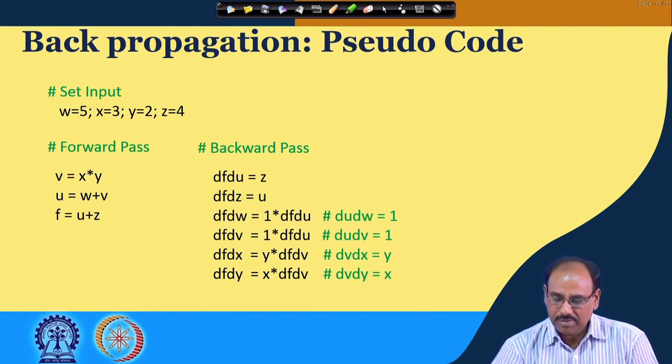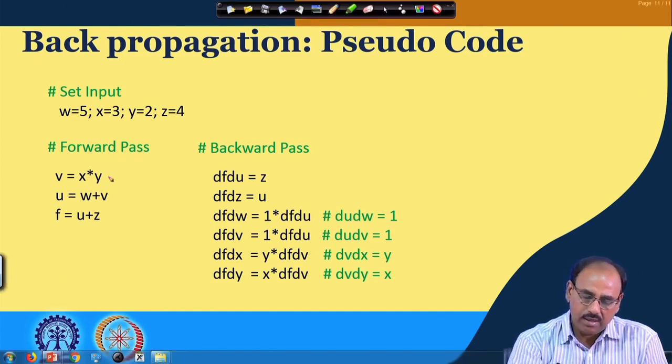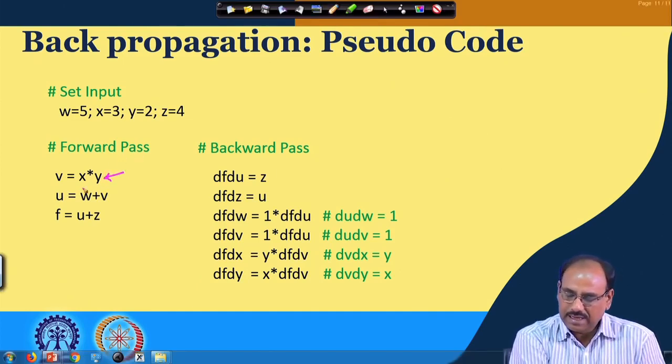Del f del x becomes y times del f del v, because del f del x is nothing but del f del v into del v del x, where del v del x is equal to y, right. You simply come over here, you can look that del v del x is equal to y. So, that gives me del f del x, or df dx, equal to y times df dv, and in the same manner df dy becomes x times df dv.